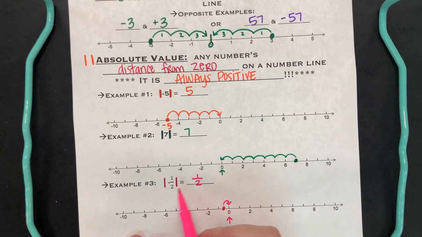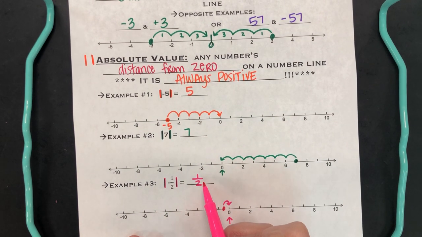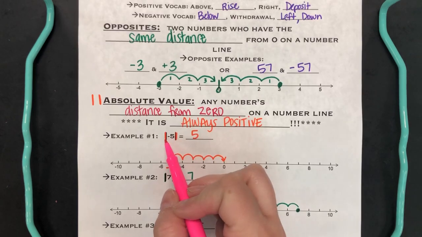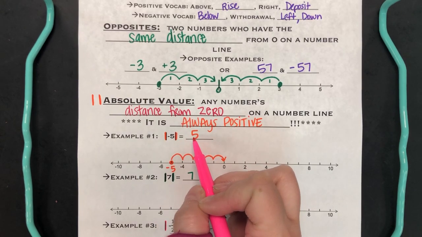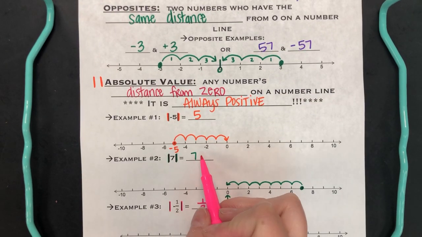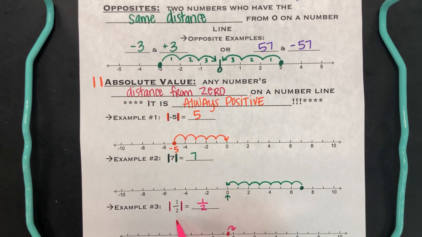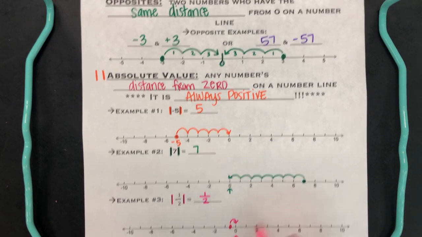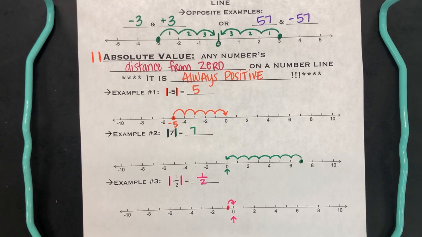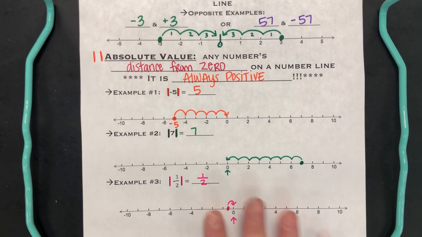So again, we're literally just taking the number and taking the positive value of it. So absolute value of -5, positive 5. Absolute value of 7 is still just 7, and the absolute value of negative 1/2 is positive 1/2. All right, and that's integers, opposites, and absolute value.